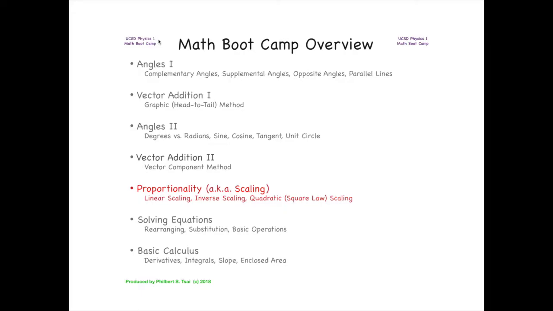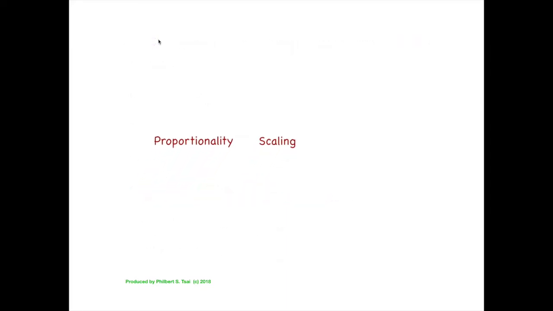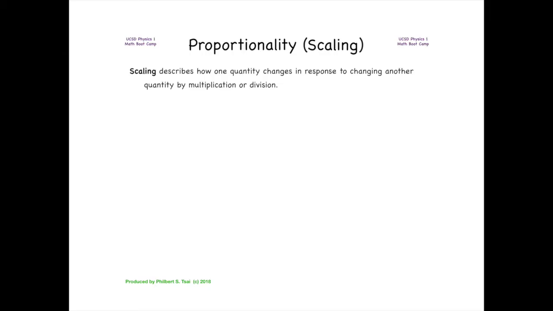Next in our review, we'll take a look at algebraic equations. We'll start by looking at the concept of proportionality, also known as scaling. Scaling describes how one quantity changes in response to changing another quantity by either multiplication or division. The first type of scaling we'll look at is called linear scaling.